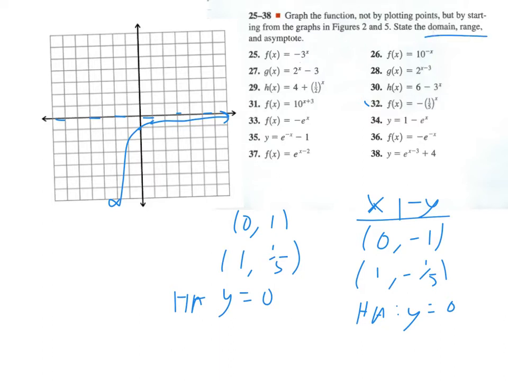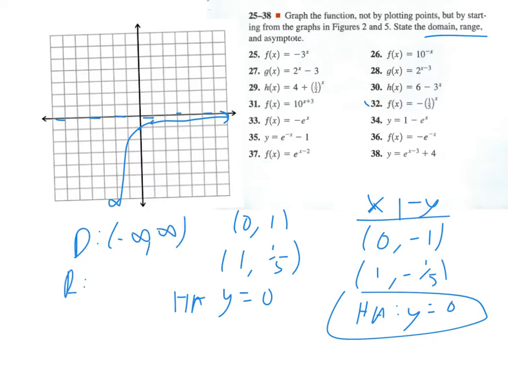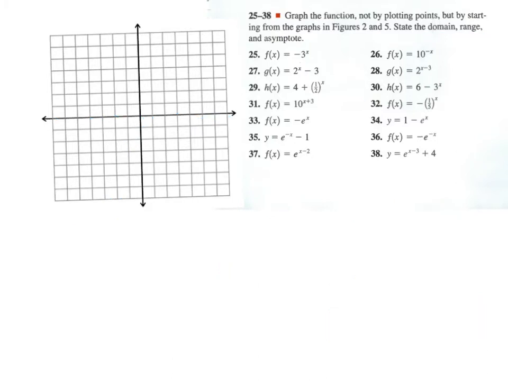And then it does also ask for domain and range. I already listed the asymptote right there, but domain would be -infinity to infinity. And then the range here, you can see that it's underneath that asymptote, so it's going to be -infinity to 0. Or you could also say y is less than 0 if you did it as an inequality.